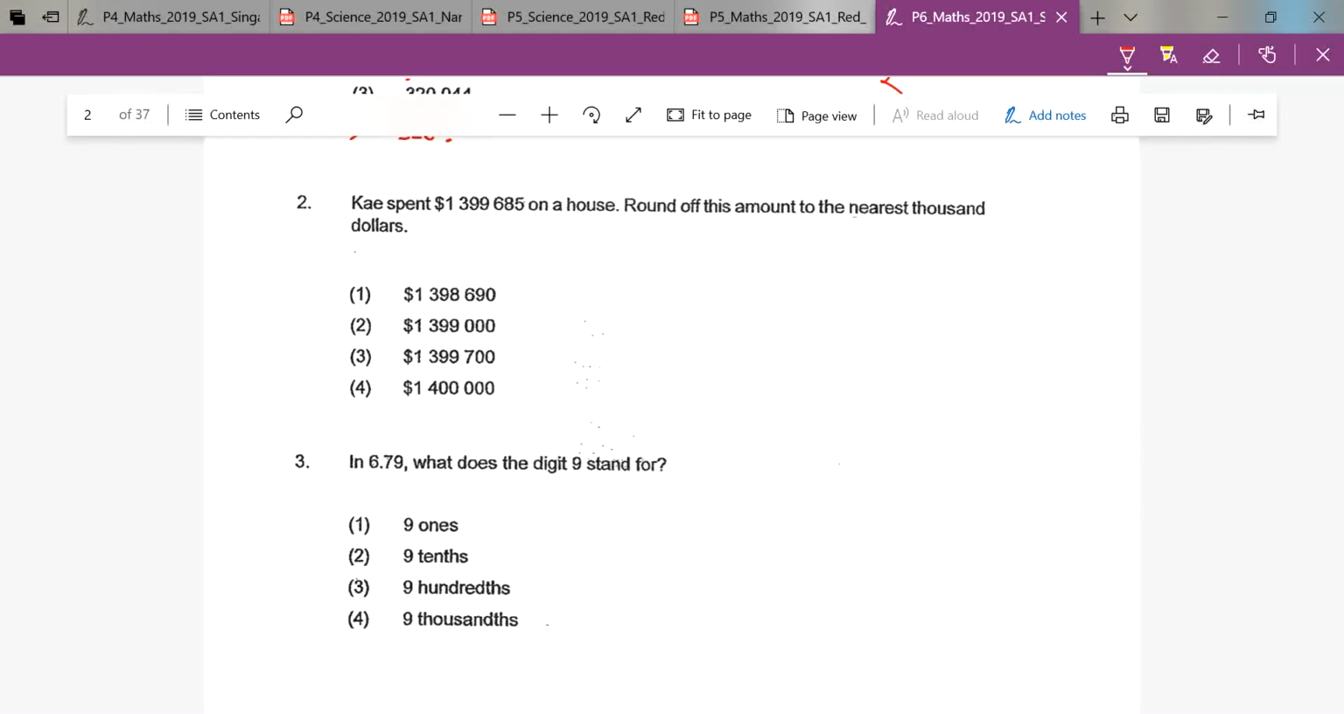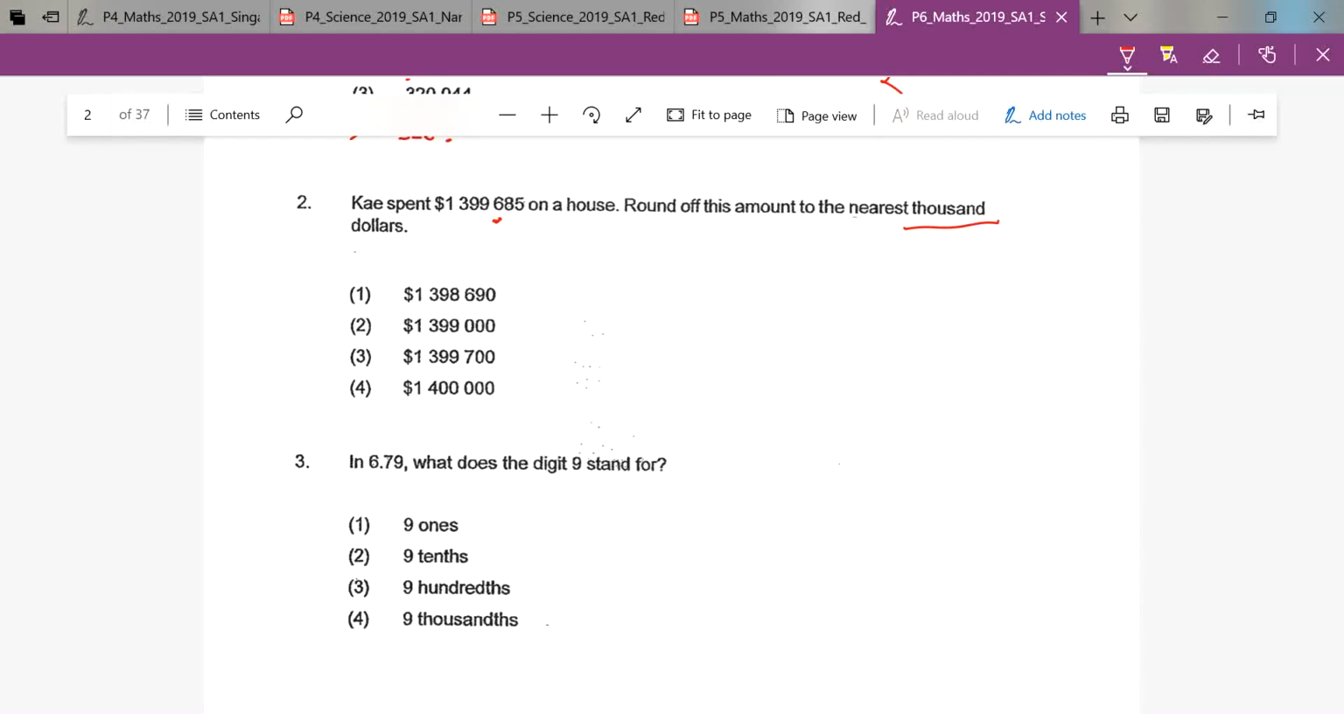So answer is 3. Question 2, K spent $1,399,685 on a house. Round off this number to the nearest $1,000. So they want the nearest 1,000, so you always look at the position that is on its right, which in this case is the hundreds. So you look at the 6. 6 is bigger than 5. Anything that's 5 and above, you have to round up.